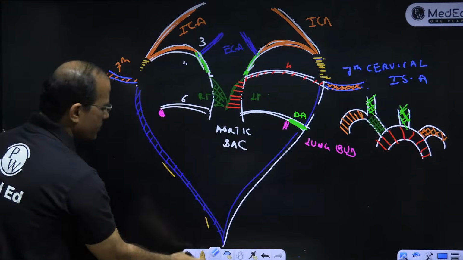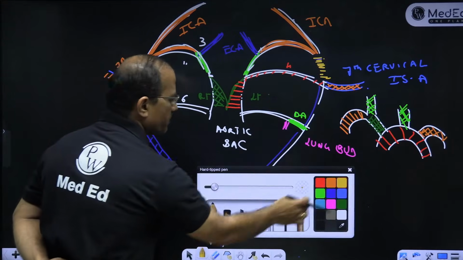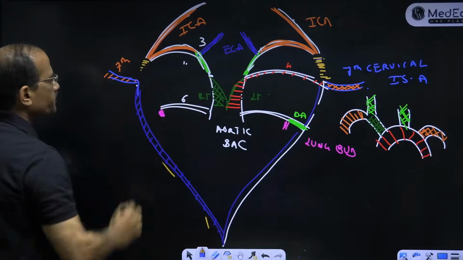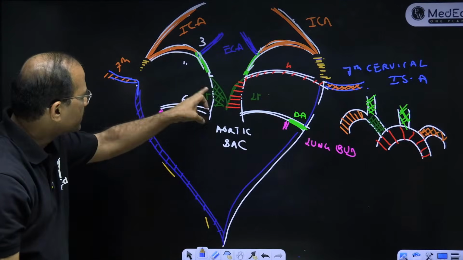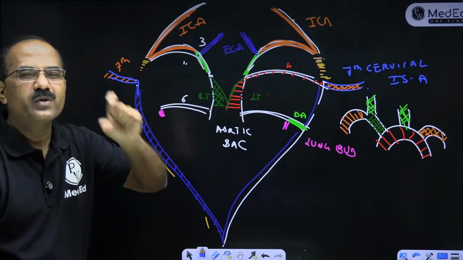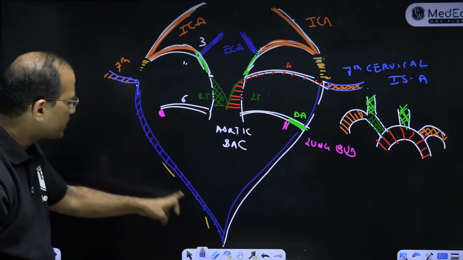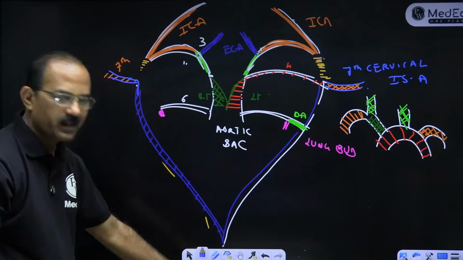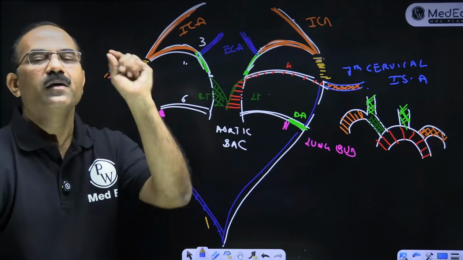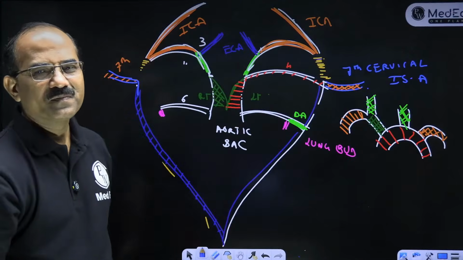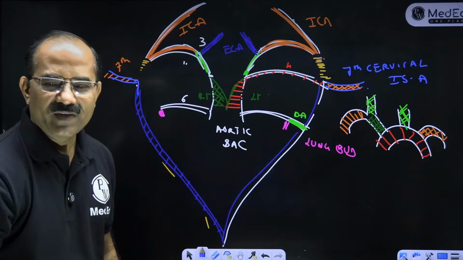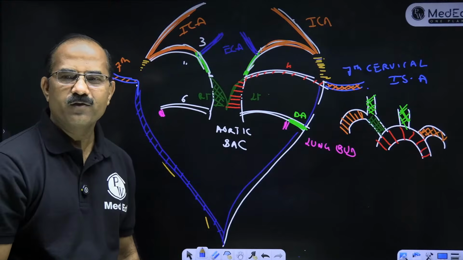Now what is this going to form? Persistence of the right dorsal aorta with the disappearance of the right fourth arch artery. Now this results in an abnormal right subclavian artery. Fine.